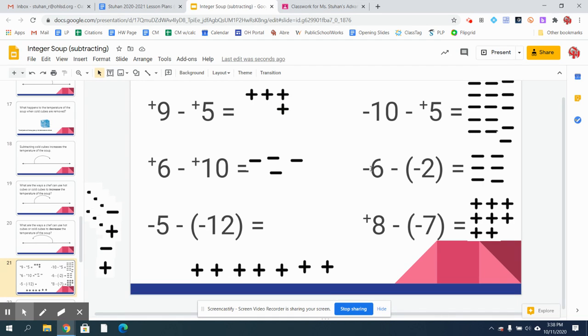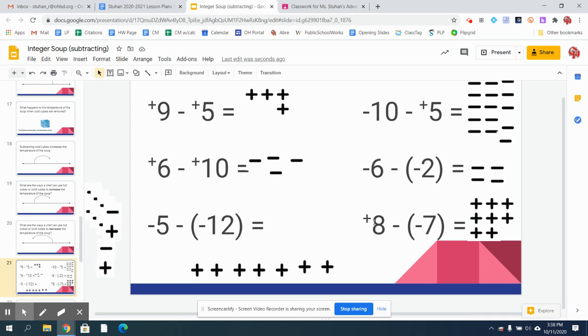Let's take a look at the next one. Negative 6 minus negative 2. So we have 6 cold cubes, 6 negatives here. We're going to take out 2 negatives, delete, and that leaves us with negative 4, or 4 cold cubes.